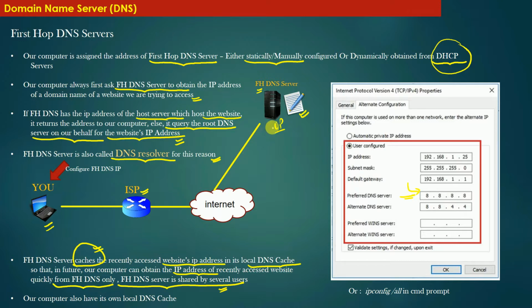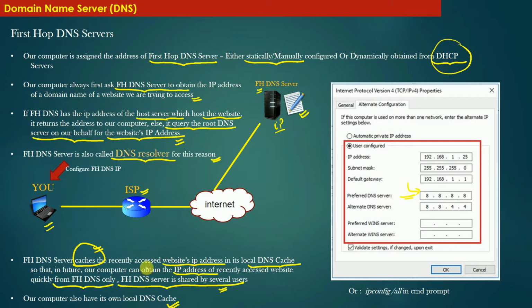And like the first hop DNS server has a local cache, our computer also has its own local DNS cache. The purpose of this local DNS cache is the same, that is, the recently accessed website's IP address will be stored in your computer's local memory, so that in future if you try to access the same website again, your computer would know the IP address of such a website, and it really does not depend on the external DNS system to obtain the IP address for recently accessed websites. So this is done to speed up the access to recently accessed websites.